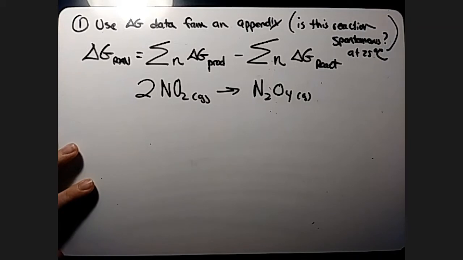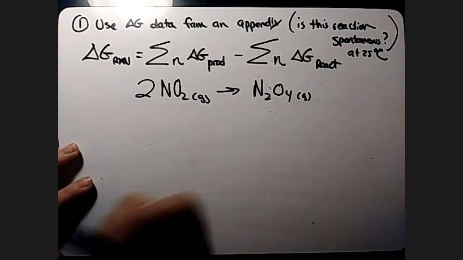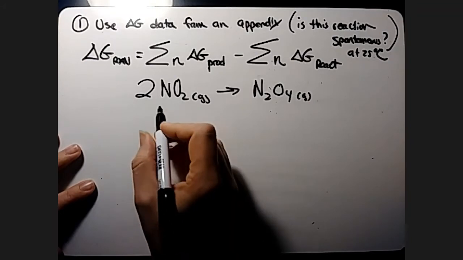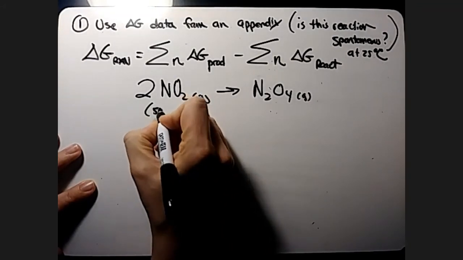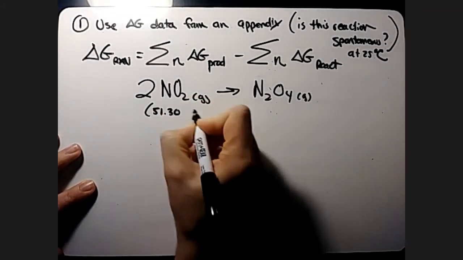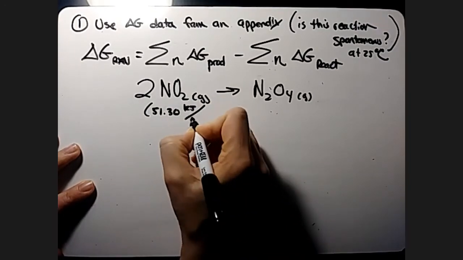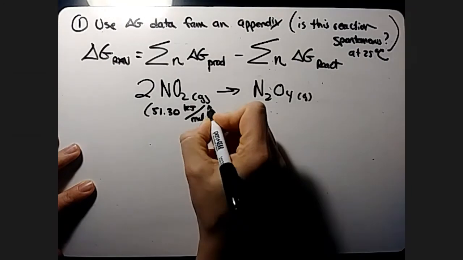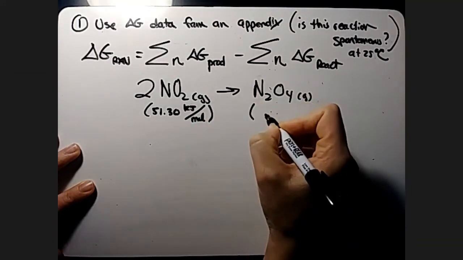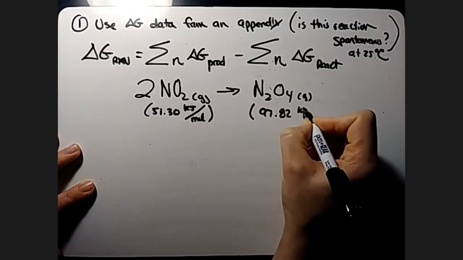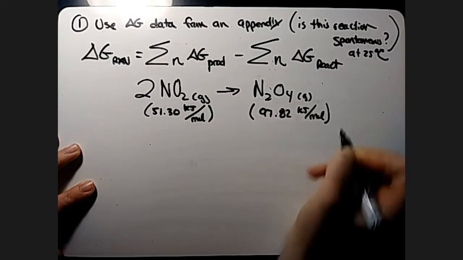Now, I did a little prep work for you, and I looked up the values for G in the appendix. The NO2 had a value of 51.30, and the unit on G is kilojoules per mole. And the N2O4 is 97.82, and again, that's in kilojoules per mole.